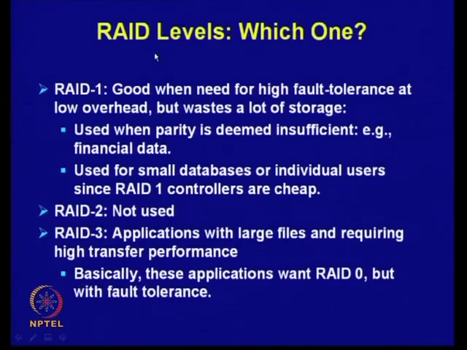So, now the question is which one to use in what situation. RAID level 1 is good when you need high fault tolerance at low overhead, but it wastes a lot of storage. We have seen where we are using mirroring or shadowing, that can be used when you want very high fault tolerance, and used when parity is deemed insufficient. That means the other techniques are based on parity bits, but RAID level 1 is not based on parity, it is based on mirroring or shadowing. That is why when parity is deemed insufficient, this particular technique is used, and it is used for small databases or individual users, since RAID 1 controllers are cheaper. So, it is simplest, and RAID level 2 is not commonly used, as I have already mentioned, because it is based on error correcting codes and it is not at all used.